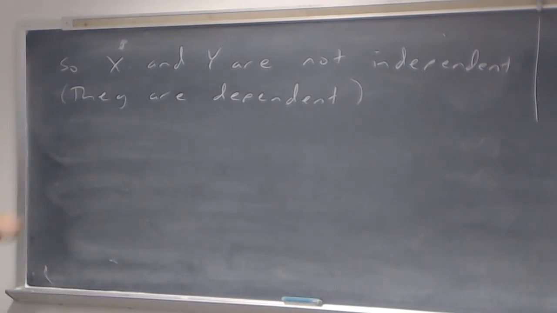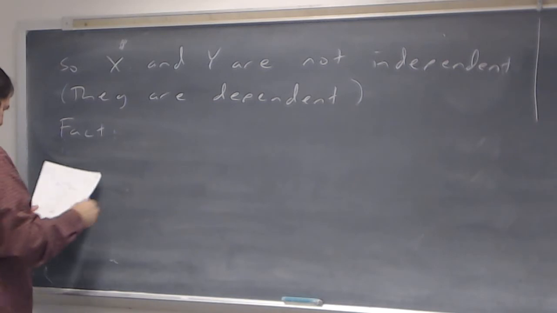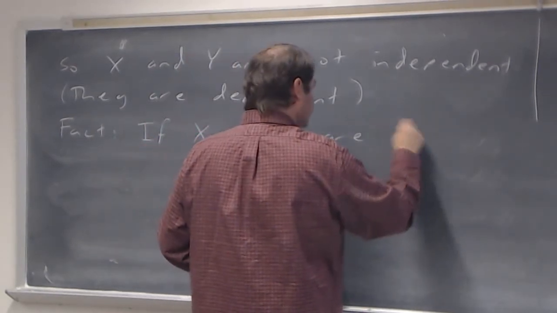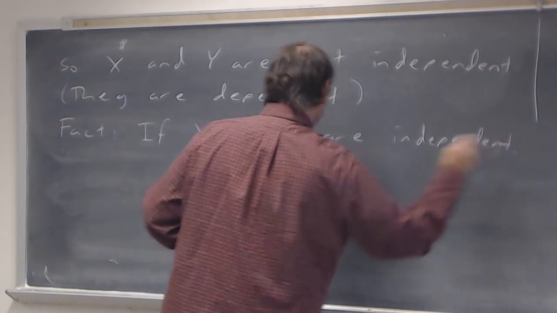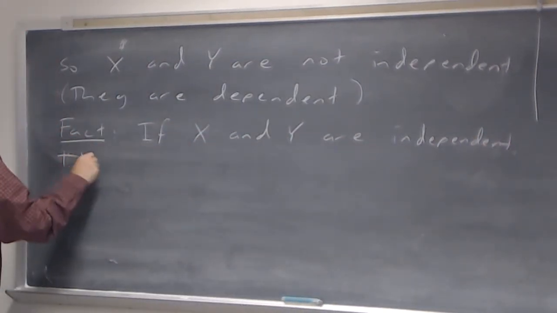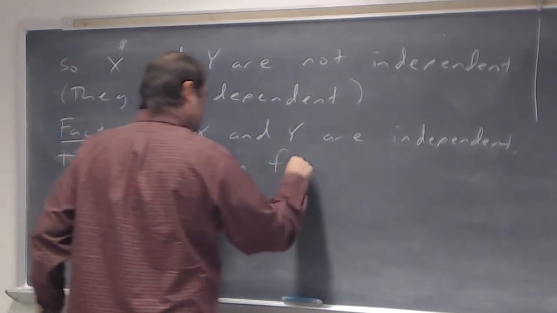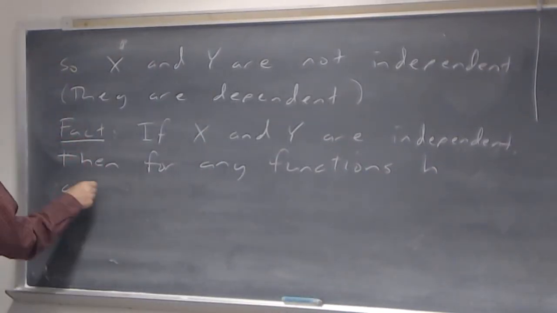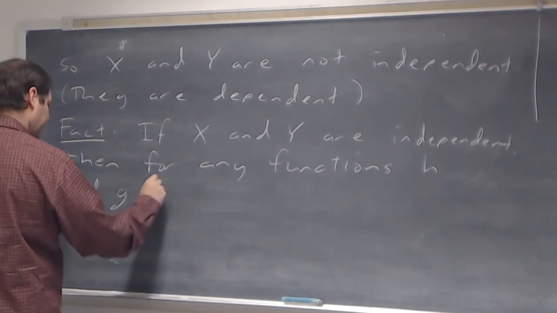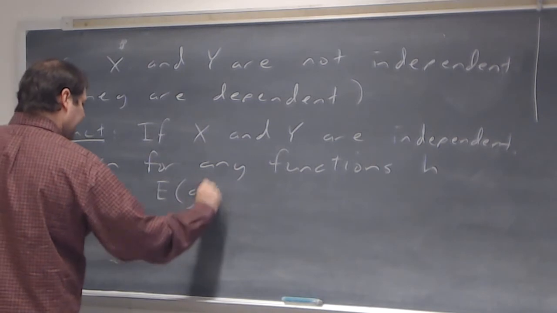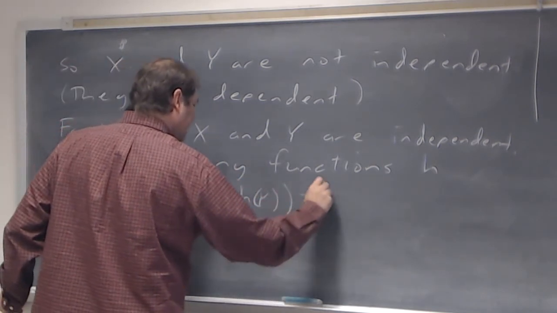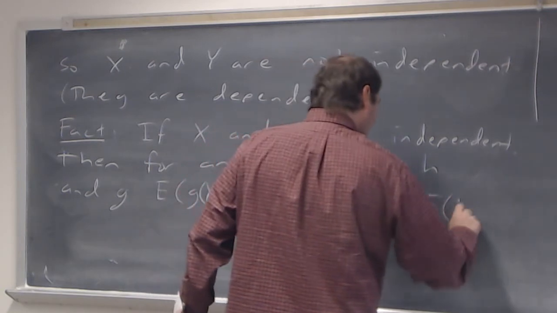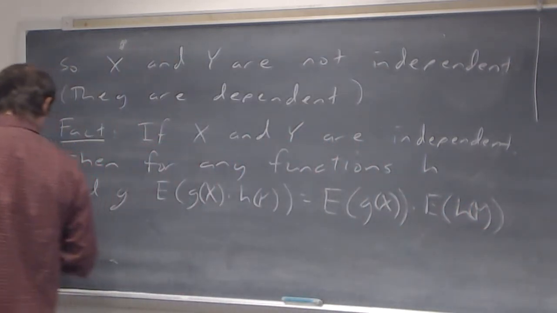Okay? Now, a fact that I want to look at that has to do with independence says if x and y are independent, then for any functions h and g, the expected value of g of x times h of y will be equal to the expected value of g of x times the expected value of h of y, and we're going to prove that.